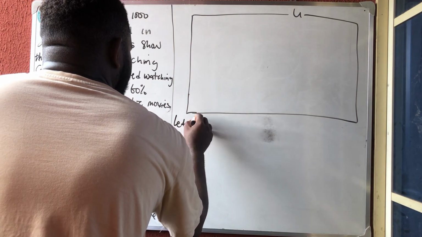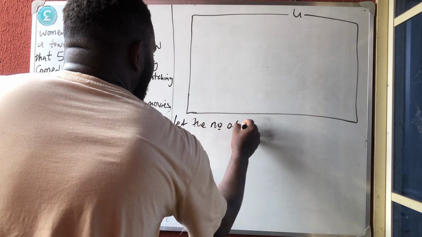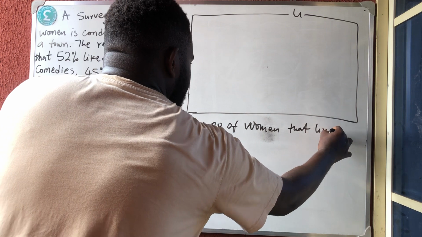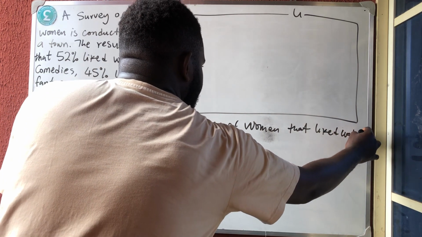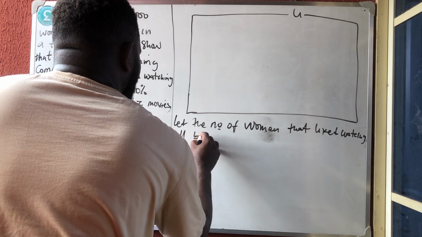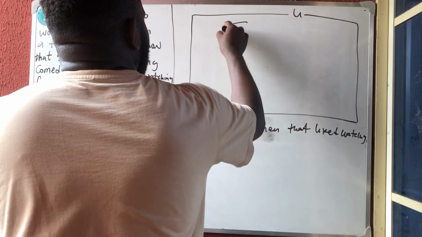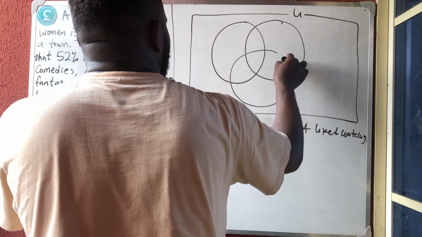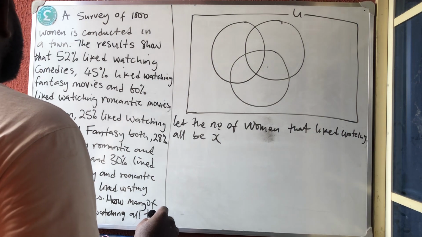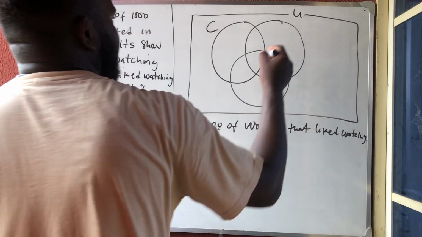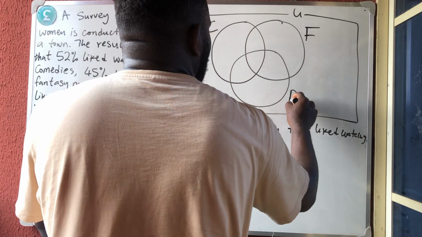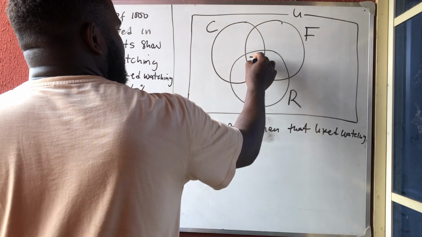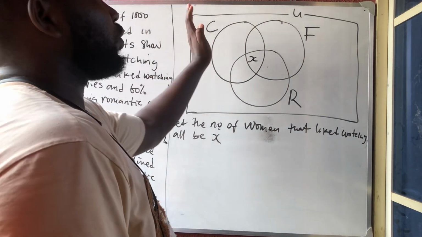Let the number of women that liked watching all be X. So you draw the first one, the second one, and the third one. Here we have comedy, fantasy, and romantic. This is the intersection of the three of them, and that is where I must start from. I will say that here is X. Now let's go to the intersection of 2.